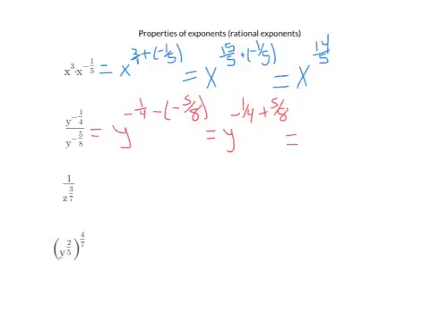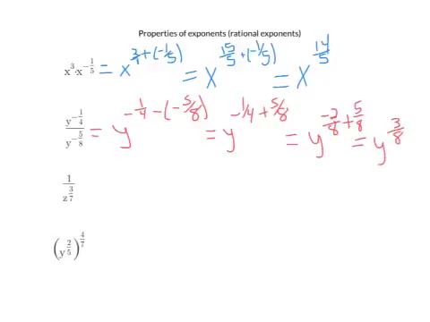So we need to multiply 1/4 times 2. So we have y, negative 1 times 2 is negative 2, over 4 times 2 is 8. So there's our common denominator, plus 5/8. And negative 2 plus 5 is 3, and then our denominator stays the same. So we have y to the 3/8.